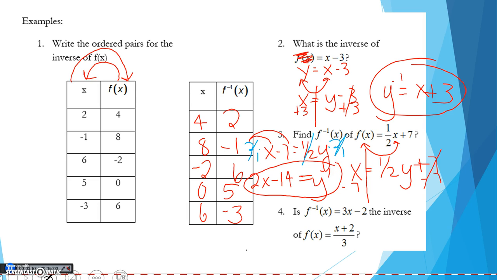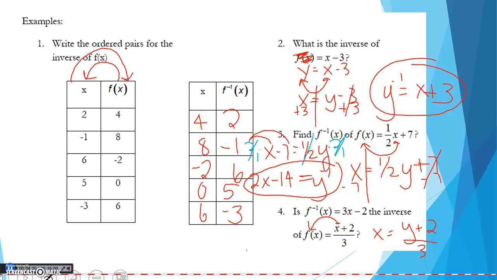Nice problems would be like number 4, is this the inverse of f of x? You can either start by finding the inverse of the inverse, or just finding the inverse of the original f of x. It's completely up to you. So what I'm going to do is take these two functions and switch the x and the y. And so I would have x equals y plus 2 over 3.